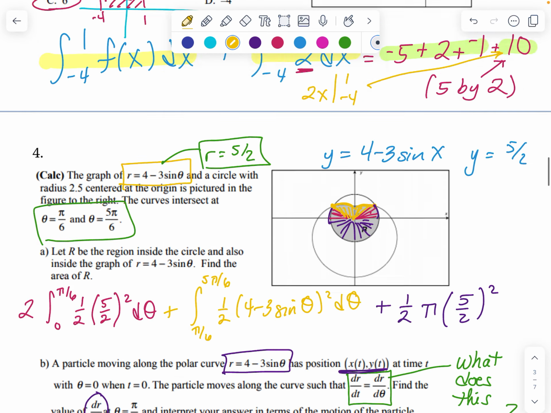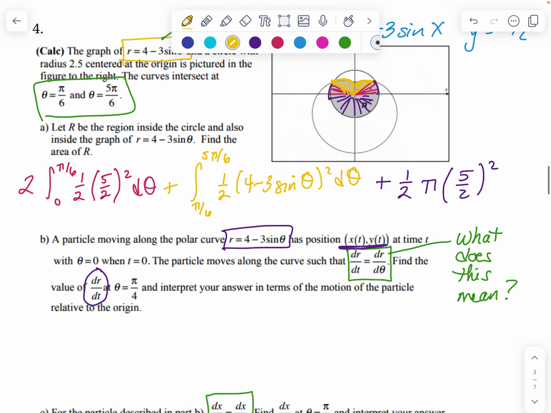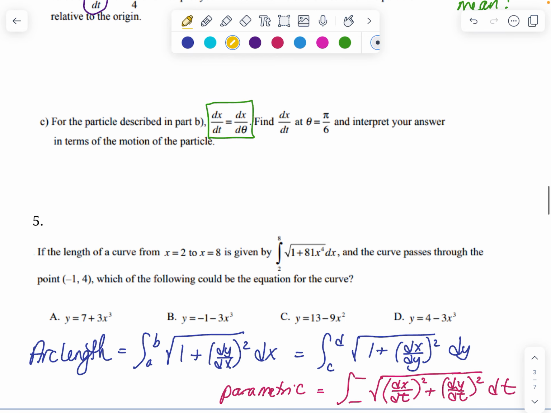We need to talk about number 5. I'm lost in my notes right now. Can you tell? Oh, here. Oh, I did have notes by this. Okay, I forgot.